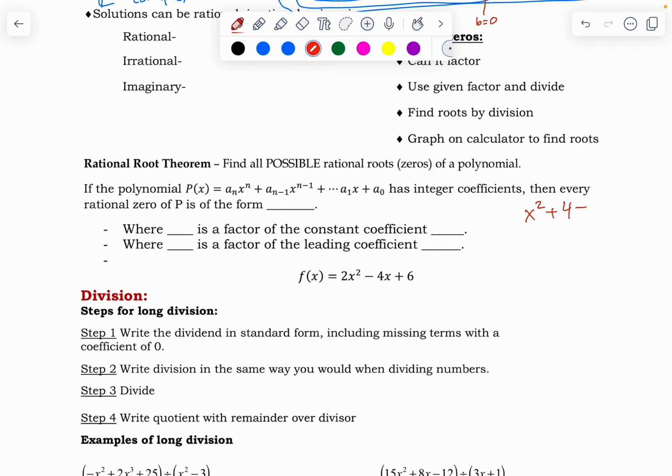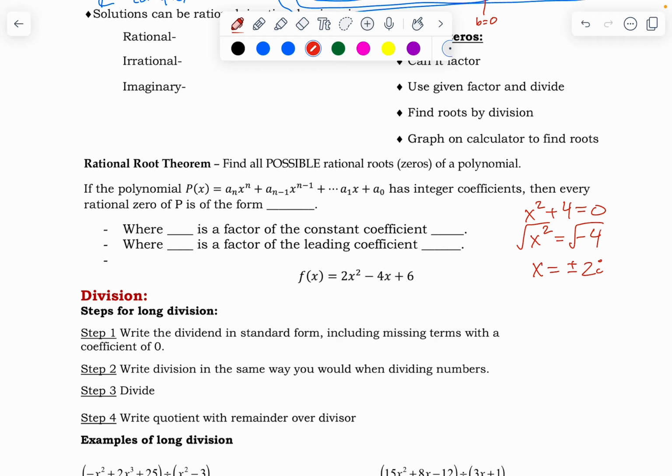Okay, x squared plus 4, if that equals 0. Here's my polynomial, x squared plus 4. If I go to solve, I have to subtract 4, and now I do the square root, plus minus, and I get x is equal to plus or minus 2i. This did not have rational zeros. These are complex zeros. These are imaginary zeros.